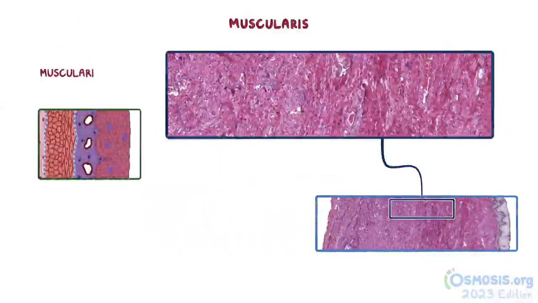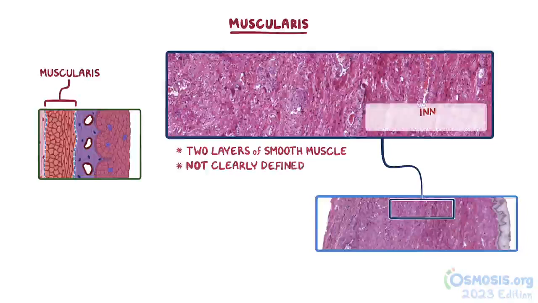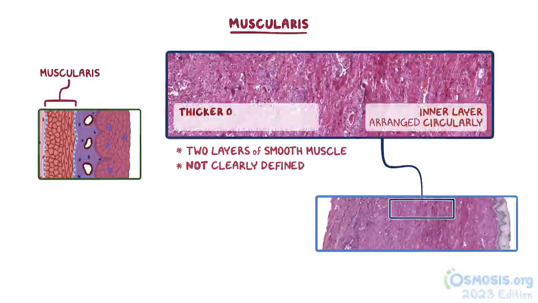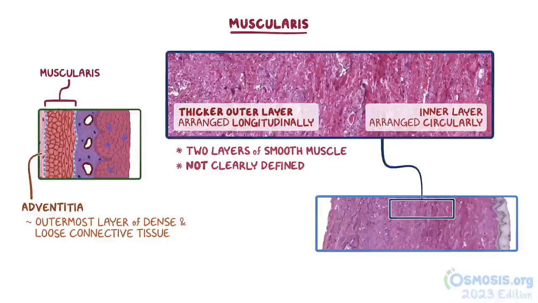The next main layer of the vaginal wall is the muscularis, which consists of 2 layers of smooth muscle that are not clearly differentiated or defined. The inner layer is arranged circularly around the vaginal canal, and the thicker outer layer is arranged longitudinally. Just outside of the muscularis is the outermost layer of dense and loose connective tissue called the adventitia, but this layer is often not included in histologic images of the vaginal wall.